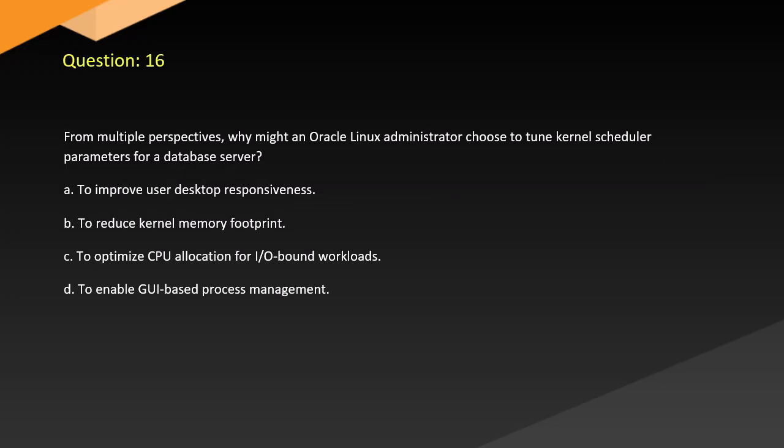Question 16. From multiple perspectives, why might an Oracle Linux administrator choose to tune kernel scheduler parameters for a database server? A. To improve user desktop responsiveness. B. To reduce kernel memory footprint. C. To optimize CPU allocation for I/O-bound workloads. D. To enable GUI-based process management.